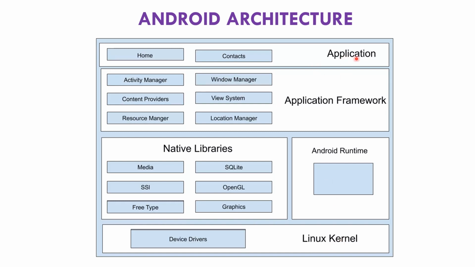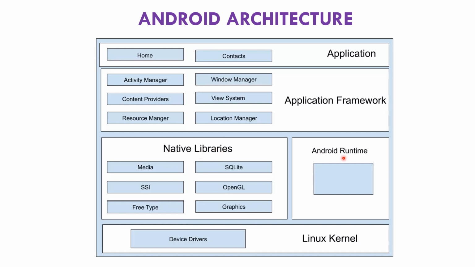So first, application layer. It contains the apps that users install and use, like Chrome, WhatsApp, Facebook. Second layer, application framework. It basically manages the applications, means it provides the services that the applications use, like the activity manager, window manager, location manager, content providers.